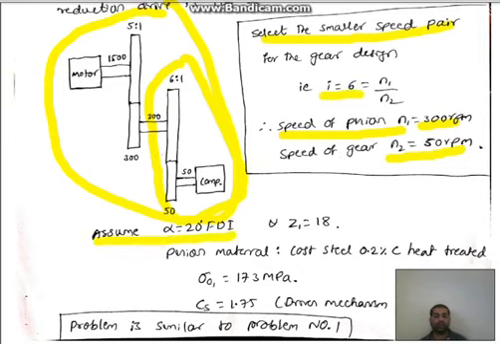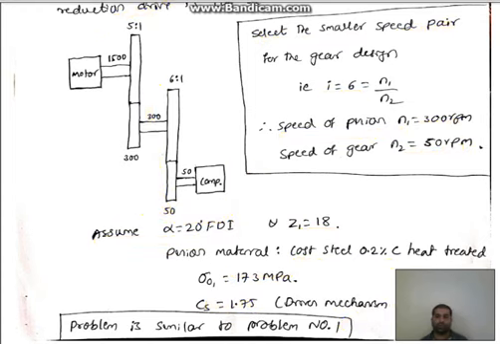Assume alpha equal to 20 degree FDI and Z1 equal to 18. Pinion material is cast steel 0.2% carbon heat treated. For that, allowable static stress is 173 MPa. Here, the driven mechanism is compressor. For that, Cs equal to 1.75. Now, the problem is similar to problem number 1.